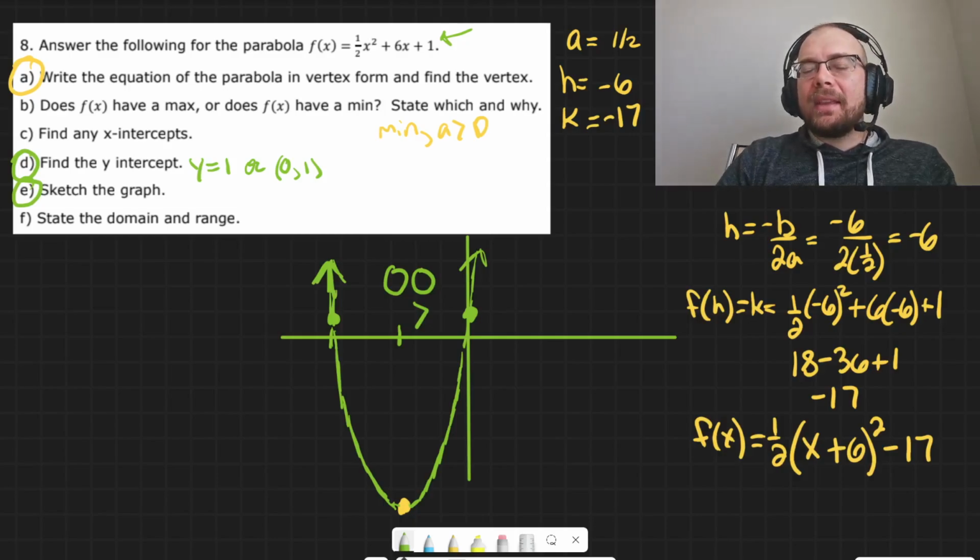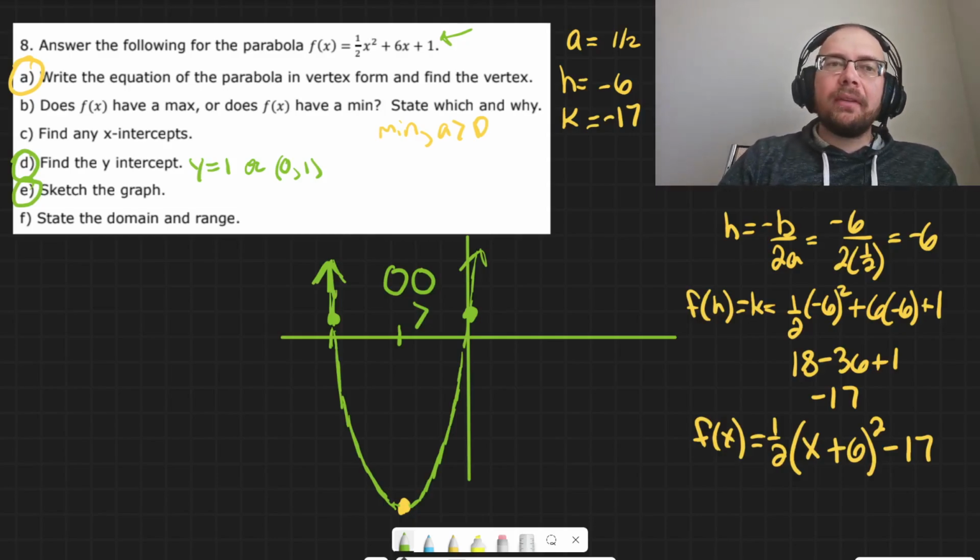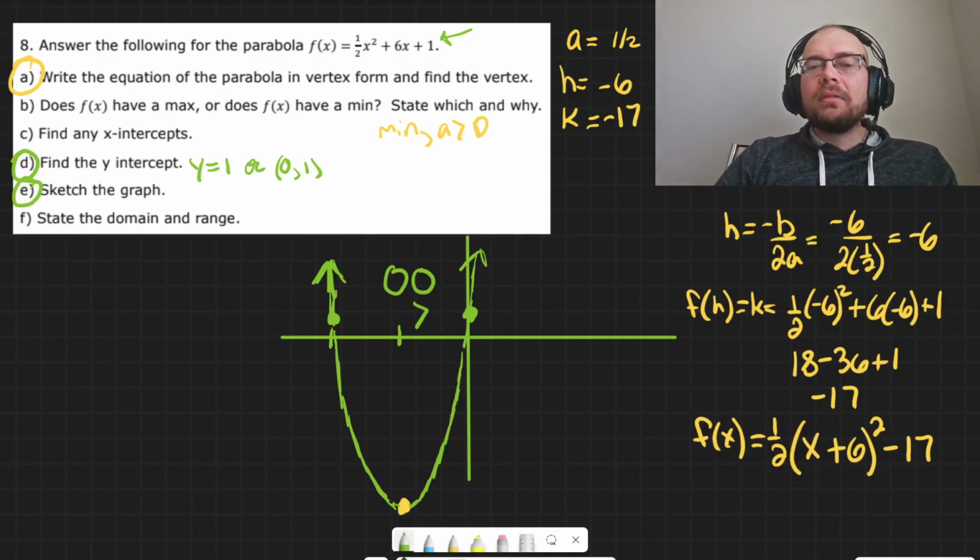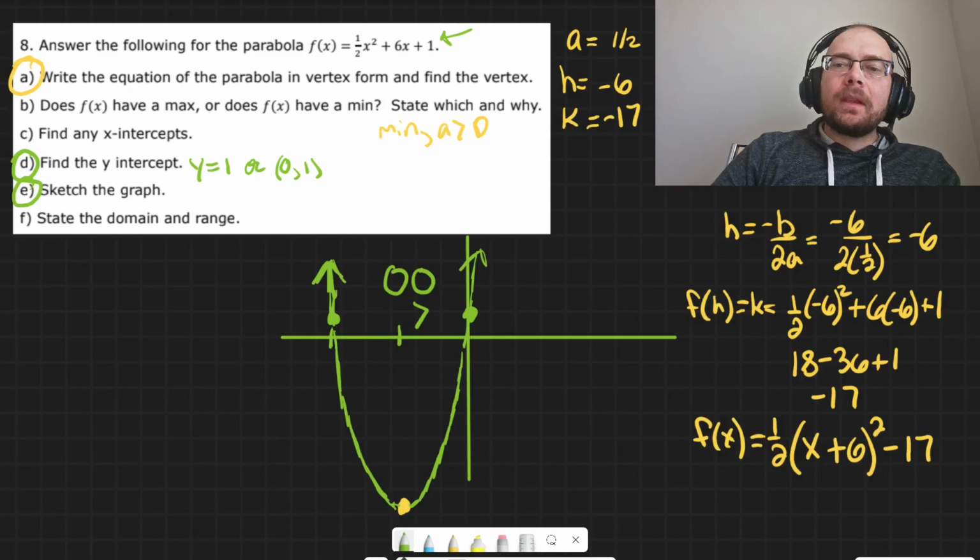I'm going to come back to the x-intercepts because they're probably going to take the longest out of everything. Domain and range. So the domain of every parabola ever, that's a parabola function at least, is going to be all reals. So we would just say that's all reals. All real numbers. So the domain is going to be all real numbers or negative infinity to infinity.